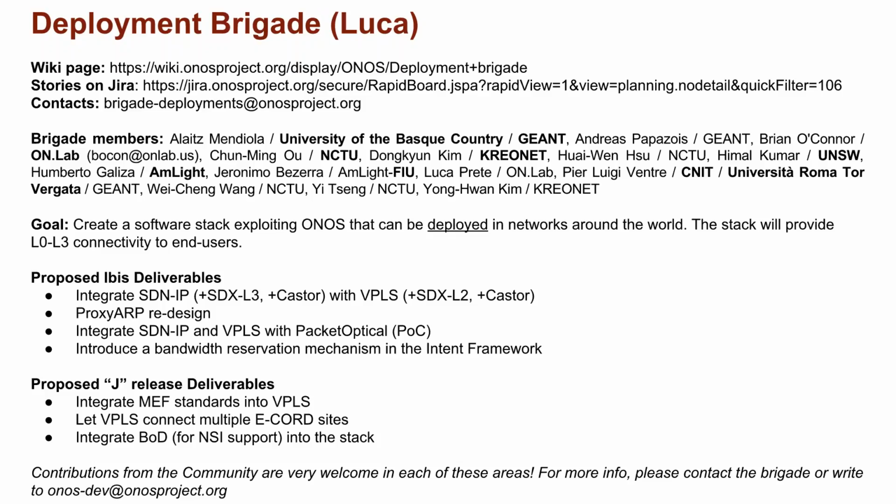Talking to different research networks around the world, we realized that they all want slightly the same thing. They have all the same goal. So the very basic is to provide layer 2 and layer 3 connectivity with two applications running on top of the same ONOS. We would have to redesign proxy ARP, integrate at least SDN-IP and VPLS over packet optical, and introduce a bandwidth reservation mechanism in the intent framework, and this is what I'd like to achieve by Ibis.